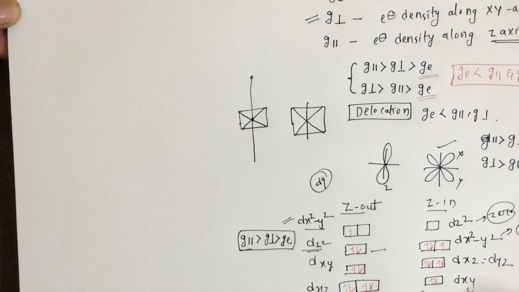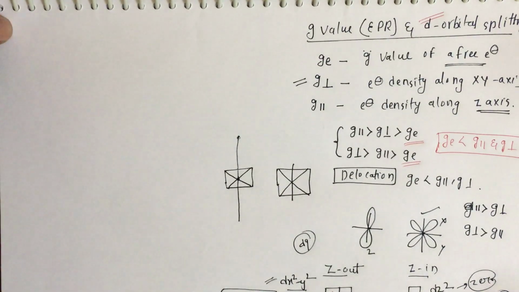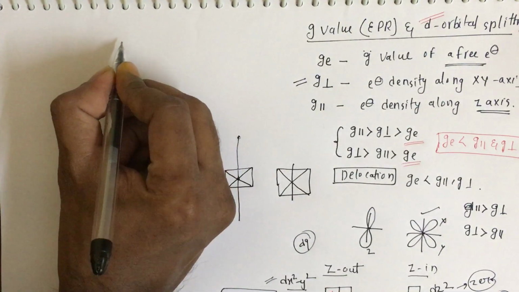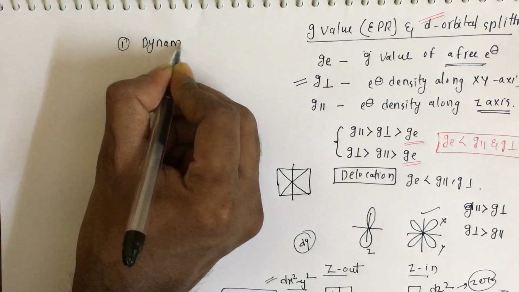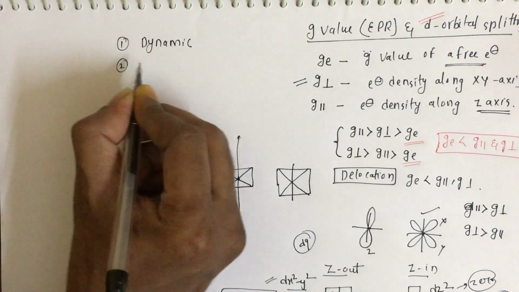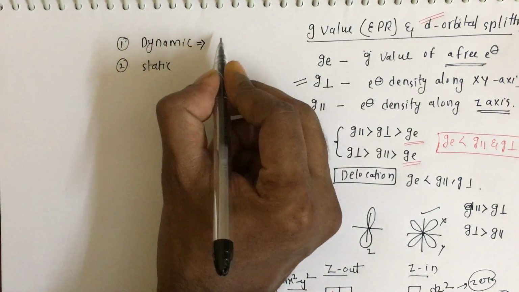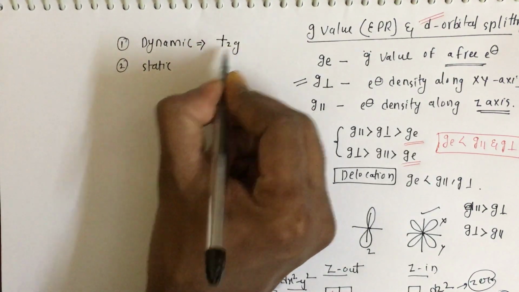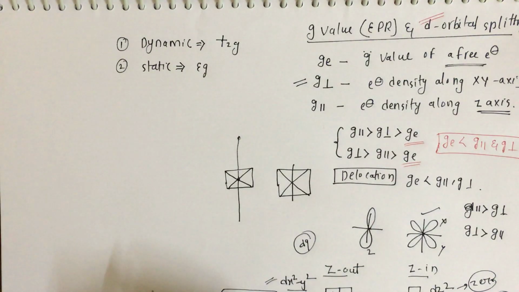And then we have Jahn-Teller distortion. The first one is dynamic Jahn-Teller distortion, the second one is static Jahn-Teller distortion. Dynamic is due to asymmetry in the t2g, and the static is due to asymmetry in the eg orbitals.